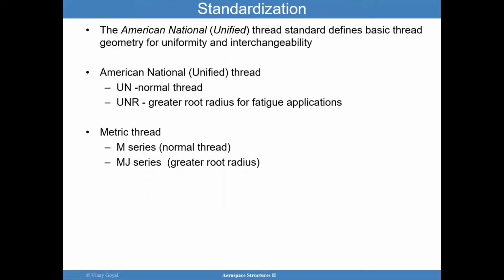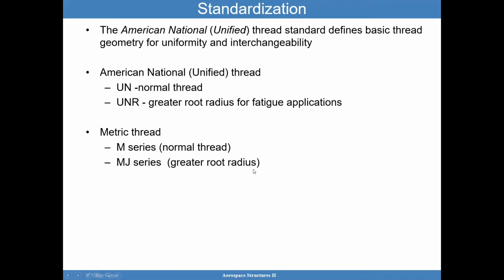The American National Thread Standard defines basic thread geometry for uniformity and interchangeability. The American National Thread has two specs. You have the UN normal thread and UNR greater root radius. This one has a greater root radius for fatigue applications. We also have the metric thread, the M series, which is your normal thread, analogous to the American National Thread UN. And then we have the MJ series, which is a greater root radius thread, again great for fatigue applications.